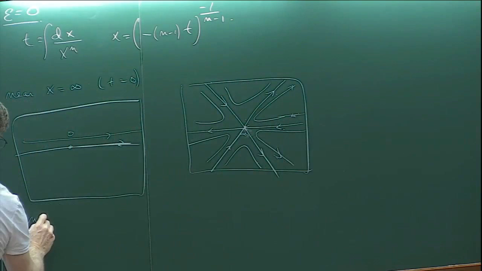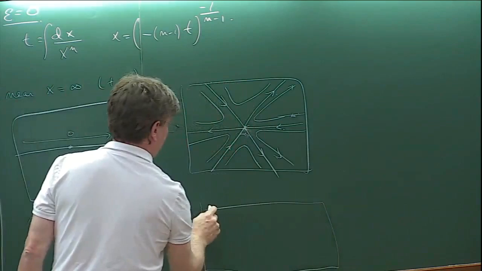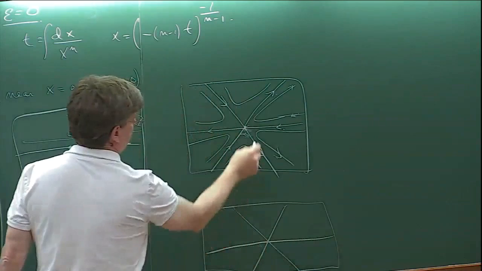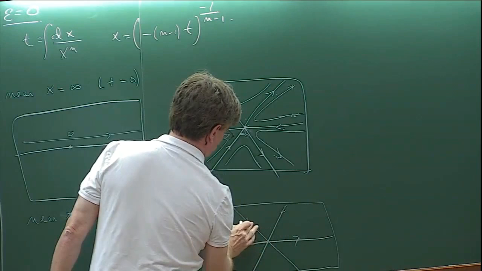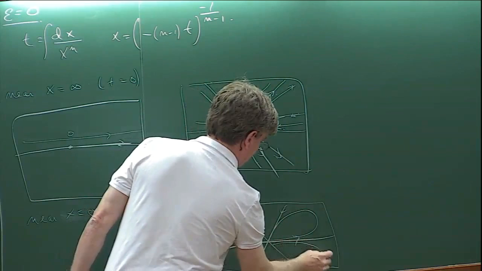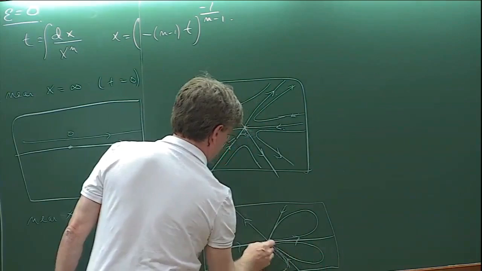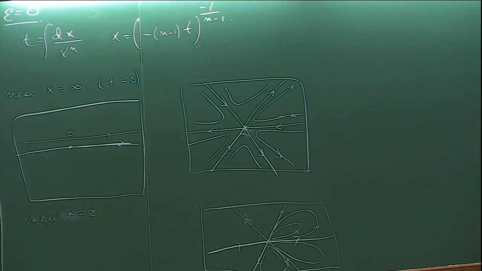And near x equals zero, which of course is t equals infinity, I won't bother with the t-plane, you're getting an opposite picture, which is instead of things bouncing back, they all flow in. So that one's going out. Sorry, in. Well, you get the picture. And things are going out like that and then sort of coming back. And so on like that. So they're going out and in, and the loops are getting smaller and smaller. That's n equals 4, yeah.